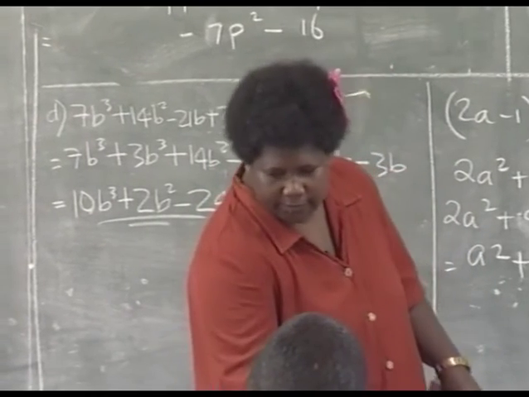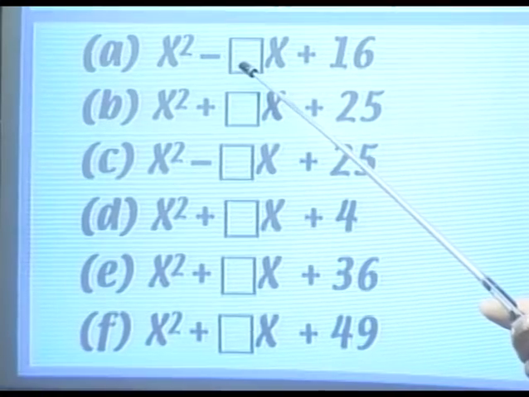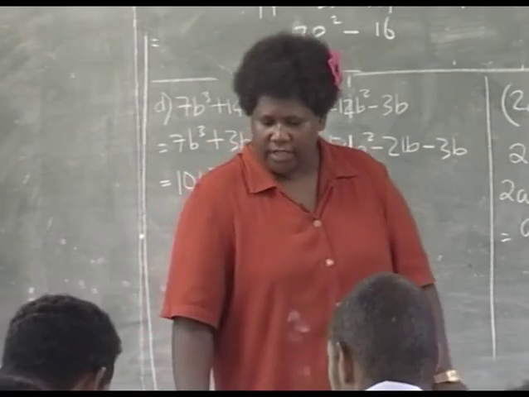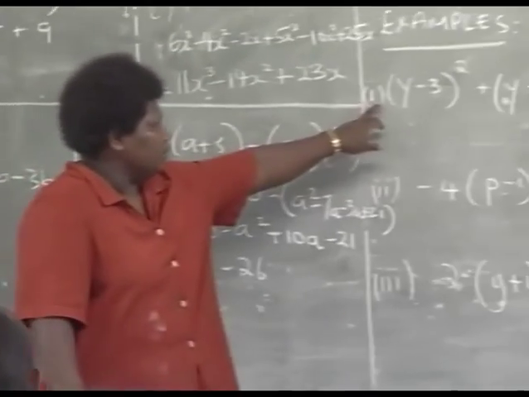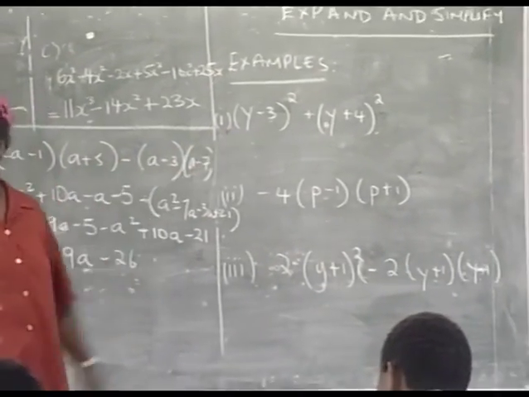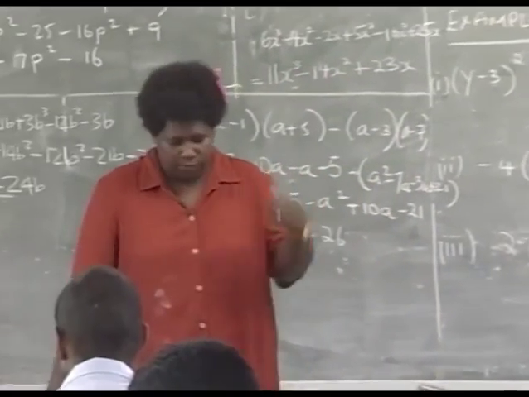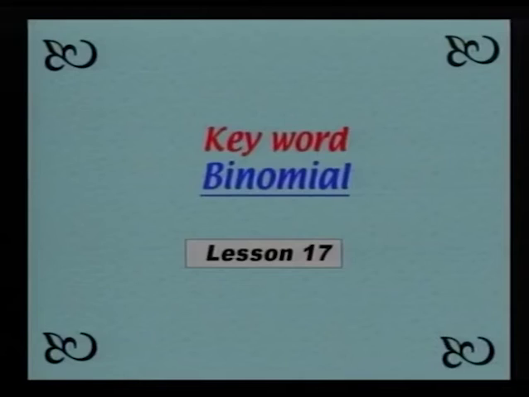Next one. It's similar to the other one, but this time you will find the middle number. I want you to work out how you'll find it. I told you already. Okay, and I want you to do letter A on that exercise. It's the same one that I've got here. Maybe you did that already, I'm not sure. But I want you to do letter A only. That will be our next lesson. Our next lesson will be based on that. The keyword is binomial.